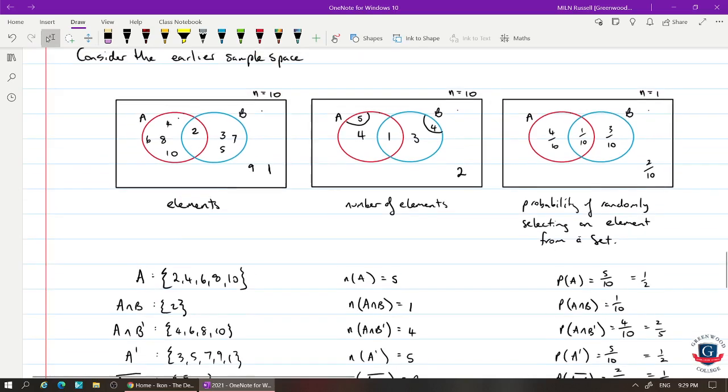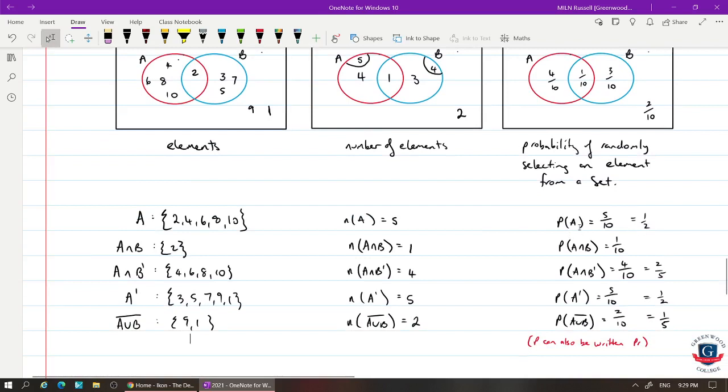If we're looking at probabilities, the probability of choosing an element in the A set would be 5 out of 10, 1/10 plus 4/10. In the intersection would just be 1 out of 10. In A only would be 4 out of 10. In not A would be these two combined, which would be 5 out of 10. And in the outside region, in A nor B, or in the complement of the union, would be 2 out of 10.